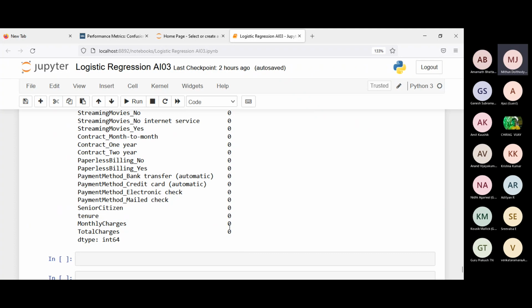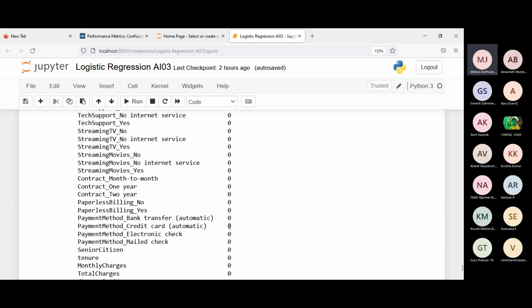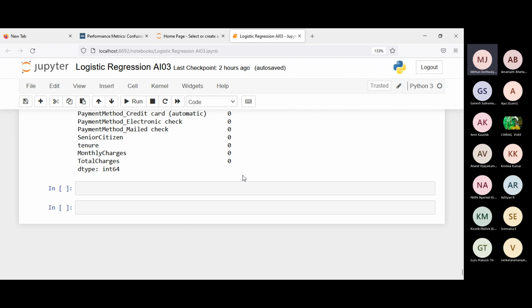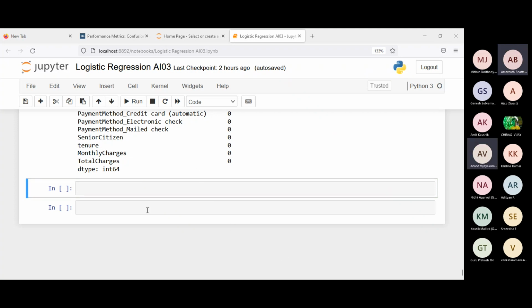Before we fit the model, just examine that you're getting all zeros, because even if one single variable has a missing case, we will not be able to fit the model. I was repeatedly getting errors because of the variable total charges, which I hope we have taken care of sufficiently. Now that we are getting everything as zero, we are good to go. Total charges is 8 for me too.